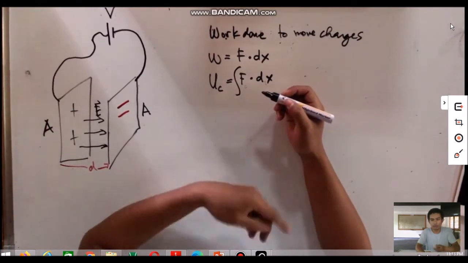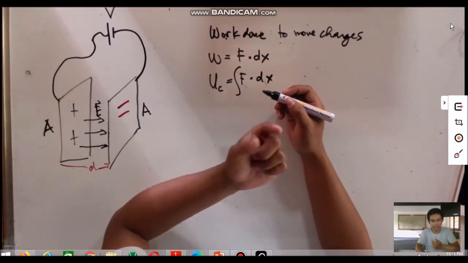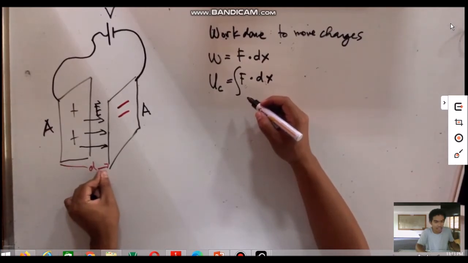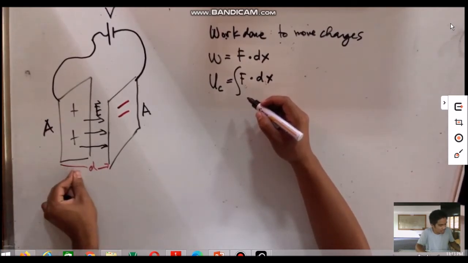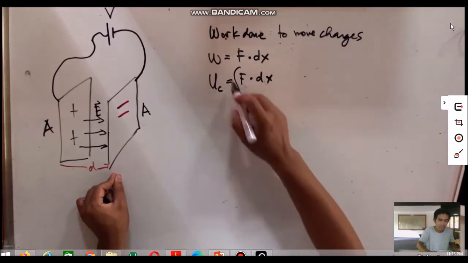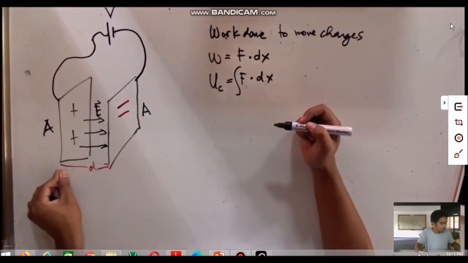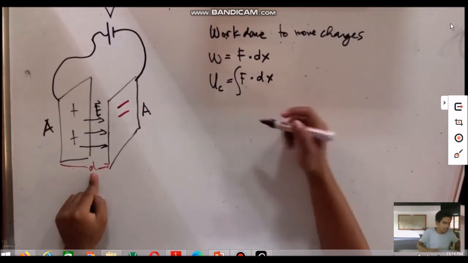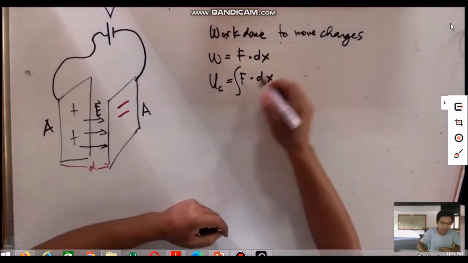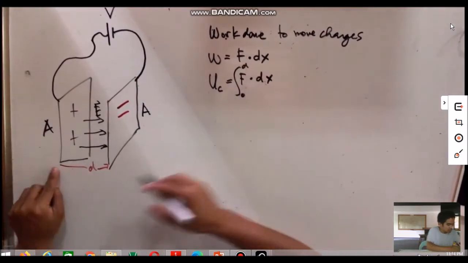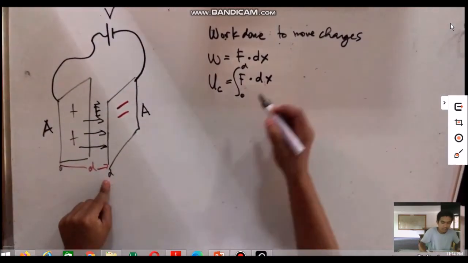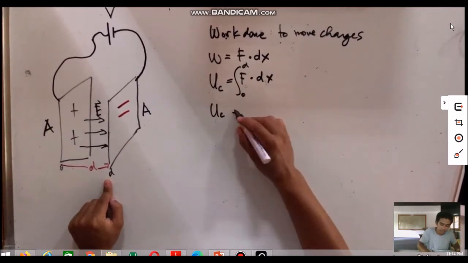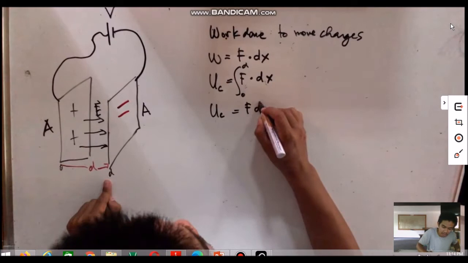Integrate meaning add all distances. So small distances dx, dx, dx, and so on. We're going to add all the dx here. That's equivalent to the integral of dx, right? So the sum of all dx here is equivalent to the distance between the two plates, so that's from 0 to d. Start at 0 here, then d here. So the electric potential energy will be force times distance d.